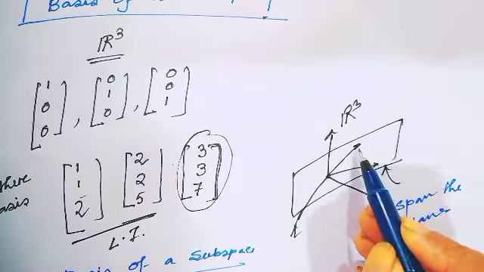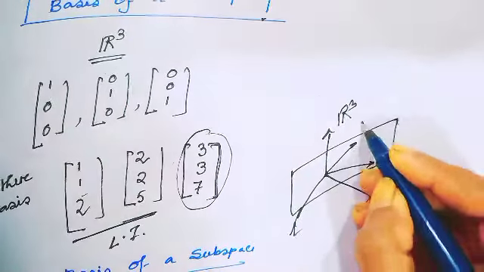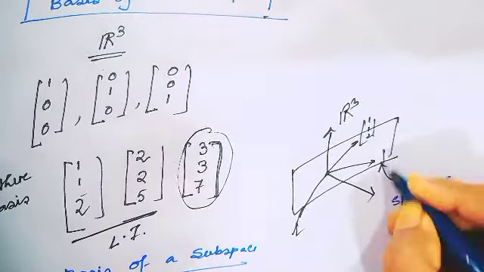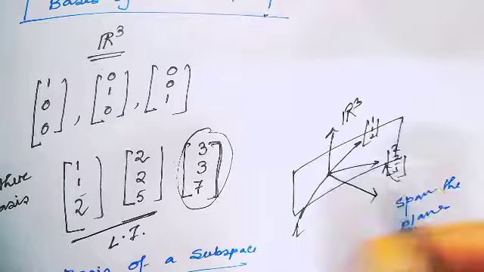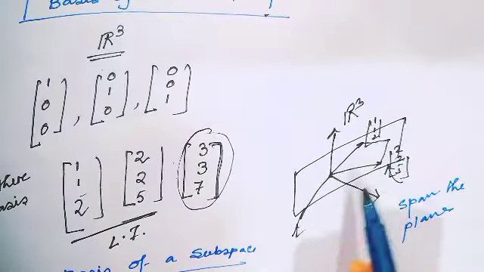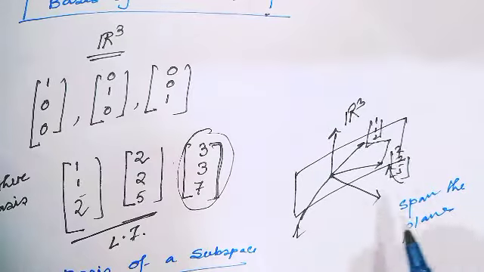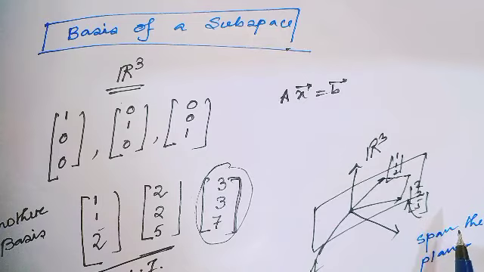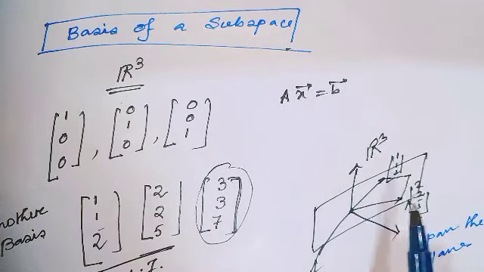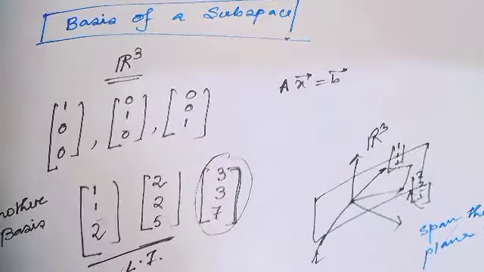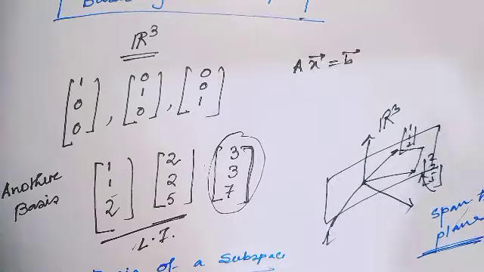Consider (1, 1, 2) and (2, 2, 5), and (3, 3, 7) is a linear combination of these two vectors. So these two vectors generate this plane. These two vectors (1, 1, 2) and (2, 2, 5) are linearly independent and span this plane. That means these two vectors are a basis of this subspace. Here the subspace is the plane in R3.